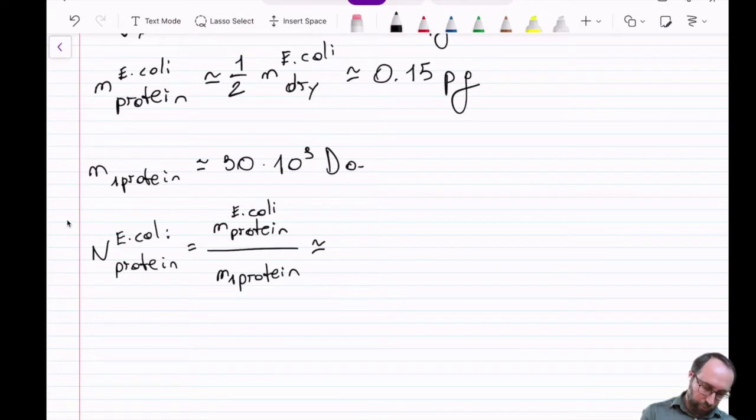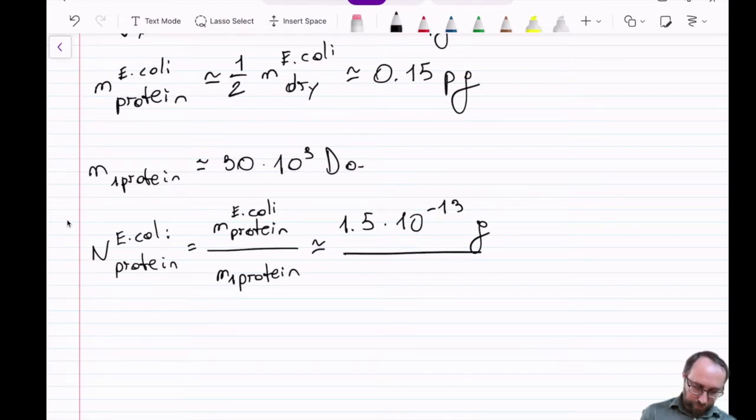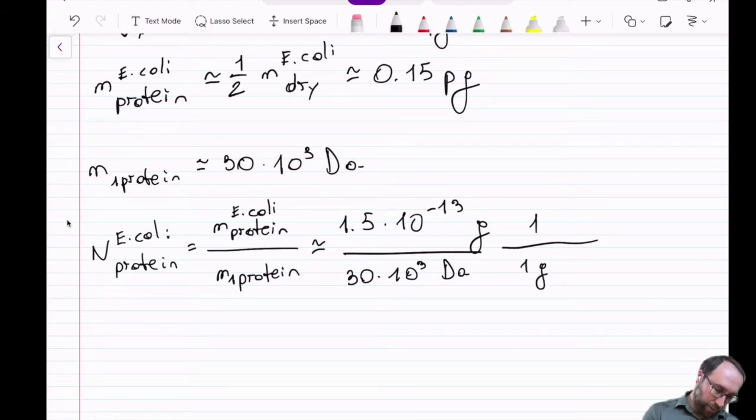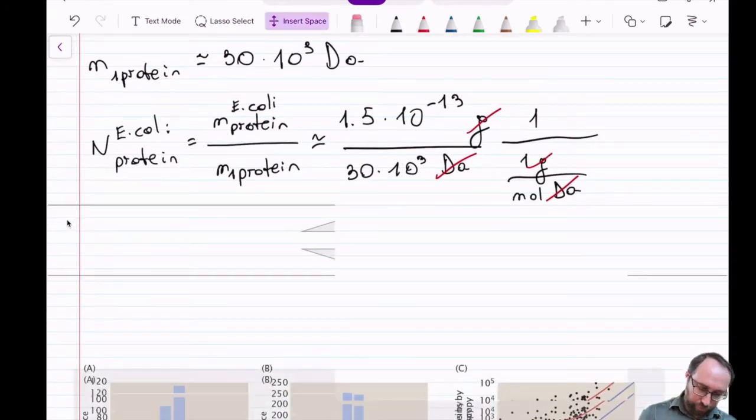which I'm going to say is on the order of 1.5 times 10 to the minus 13 grams, since picogram is minus 12, divided by 30 times 10 to the 3 daltons. And what we need to remember is that 1 dalton corresponds to the weight of 1 mole of hydrogen, which is 1 gram. So basically we get 1 gram per mole per dalton. Okay, so this cancels out.